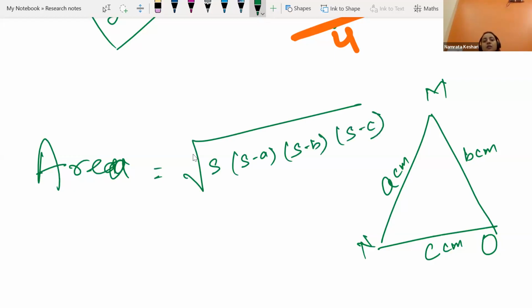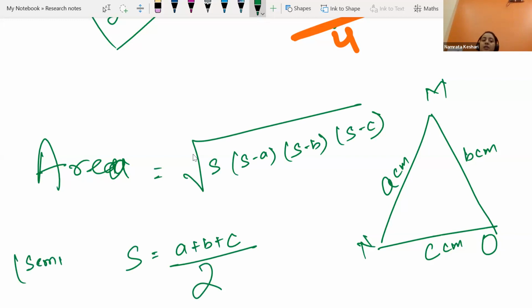In case you are not understanding, a, b, c are the lengths of the sides. What is s? s is the semi-perimeter. a plus b plus c is called the perimeter of this triangle, and s is the perimeter divided by 2. We also call s the semi-perimeter.